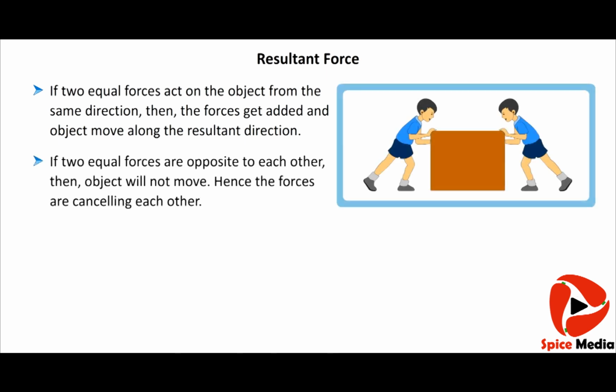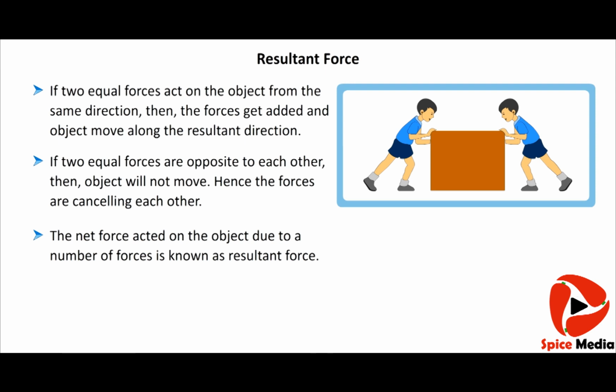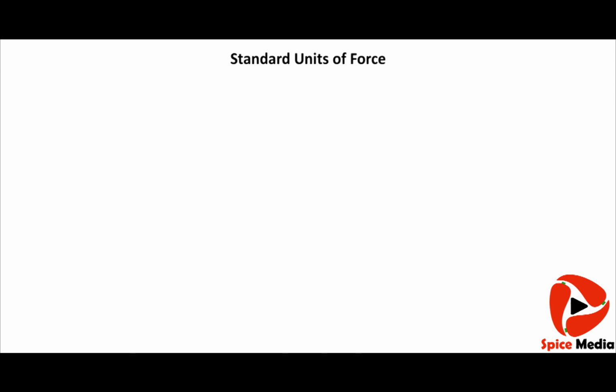If two equal forces are opposite to each other, then the object will not move, because the forces are cancelling each other. The net force acted on the object due to a number of forces is known as resultant force. Now, you might have come to a clear idea about force. Let us see the standard units of force.